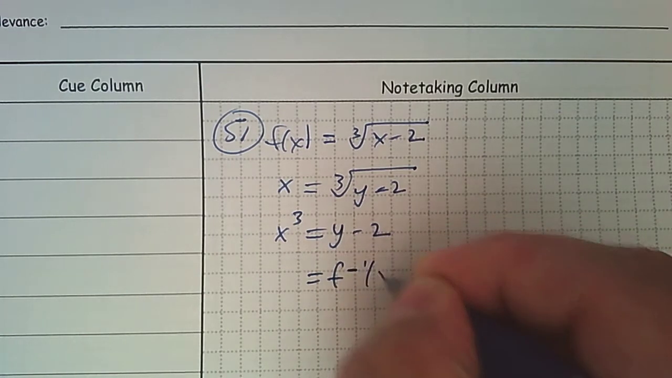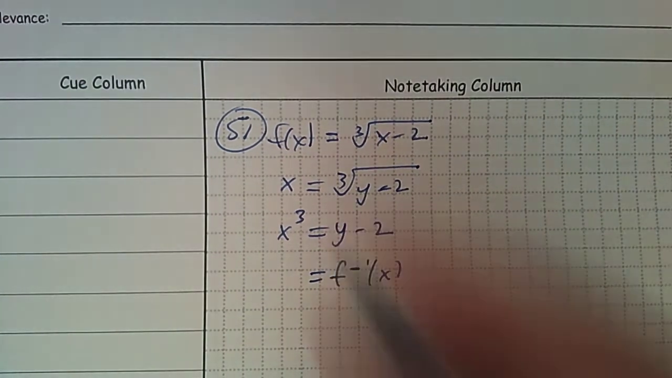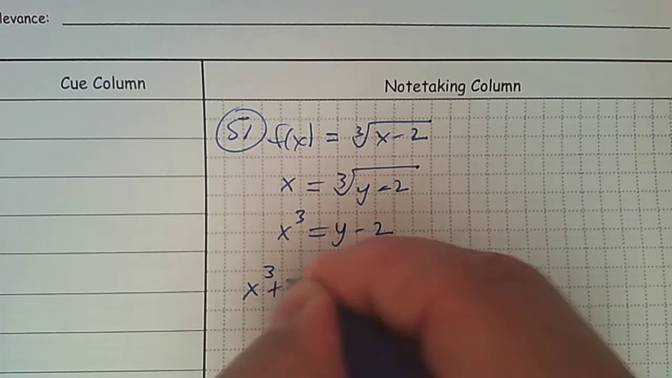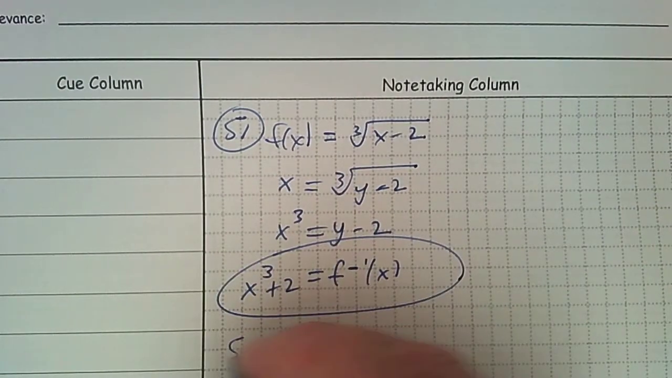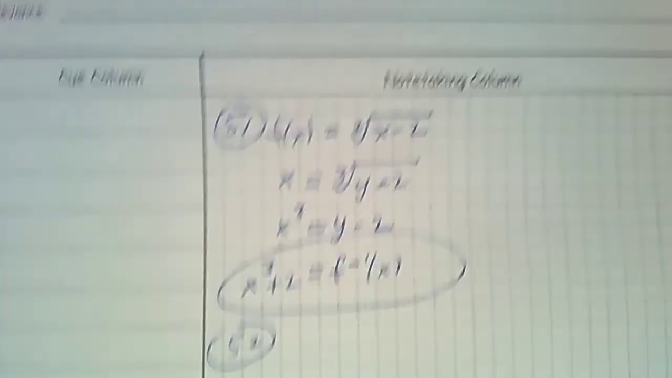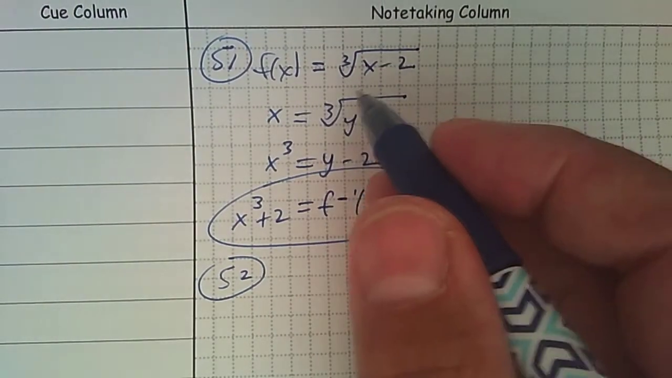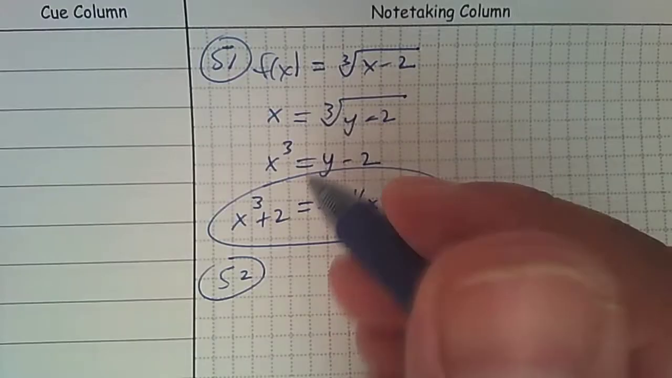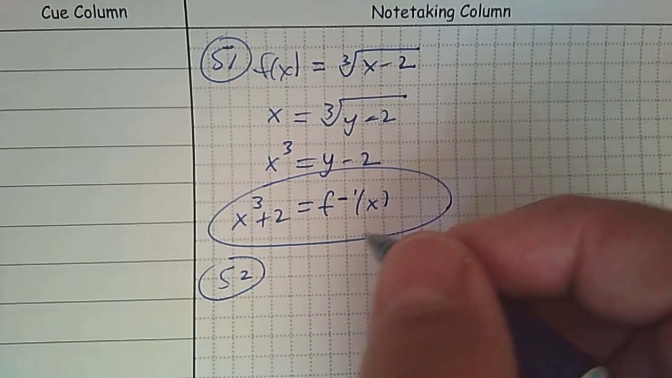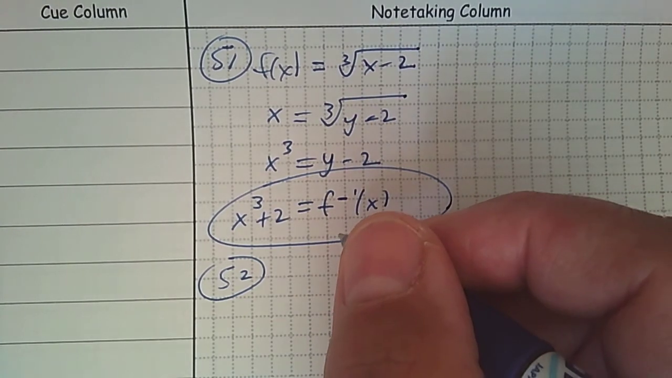Now the symbol for inverse is that little negative 1. And then it's x cubed plus 2. That is the inverse. There's no domain restriction for cube root. Positive, negative, 0 all work just like cubing, so we don't have to worry about restrictions here. It's all real numbers. 52.